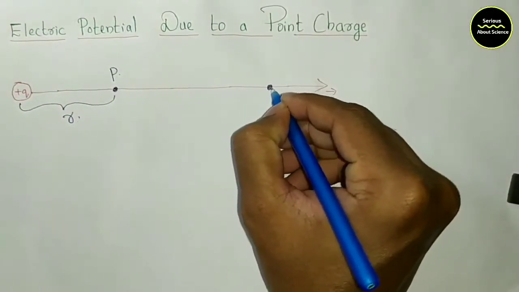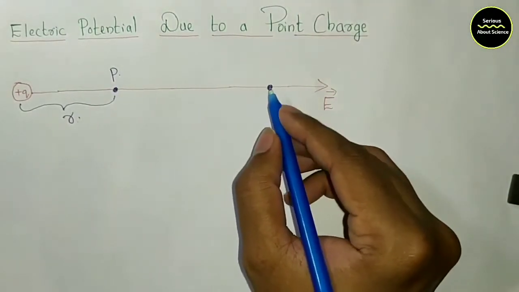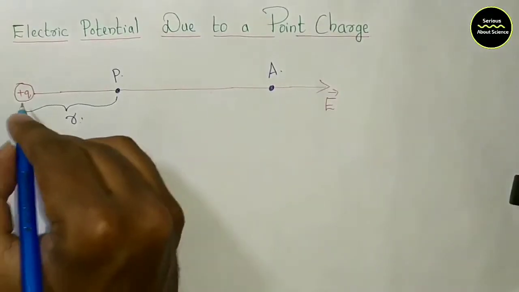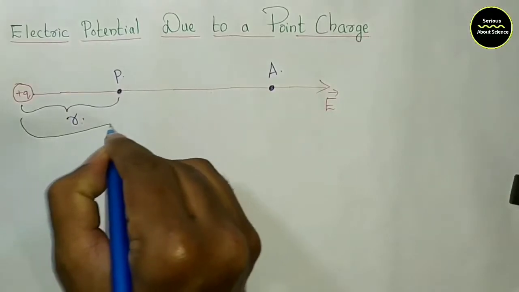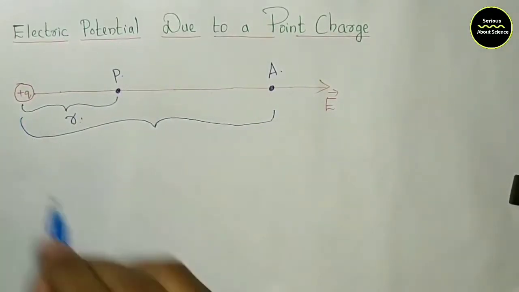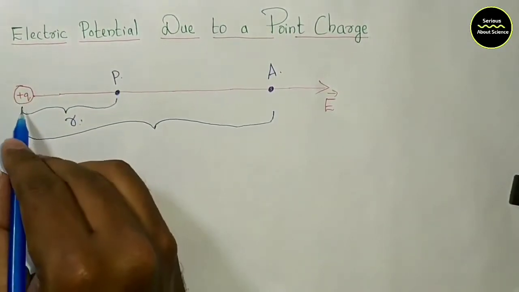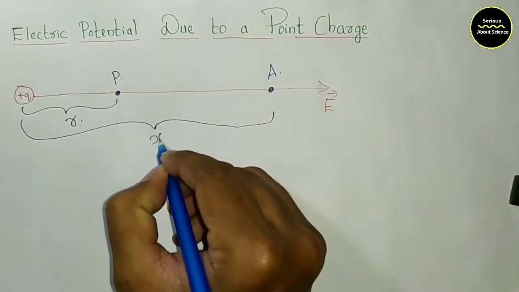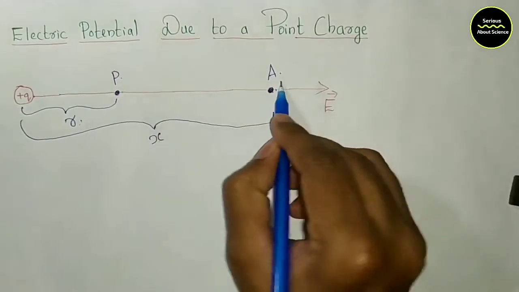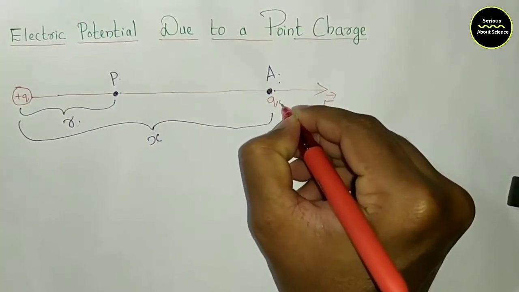Now I am taking a point A in this uniform electric field intensity line, and at this point I will be placing a Q naught test charge also. From the source charge, that is from plus Q charge, the distance can be taken as X. So the point A is at a distance X from the source charge, and at the point A I am supposed to place a Q naught test charge.